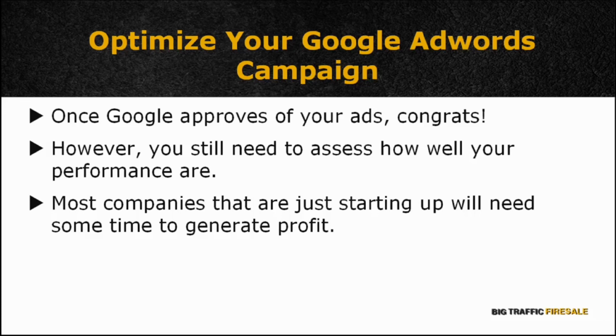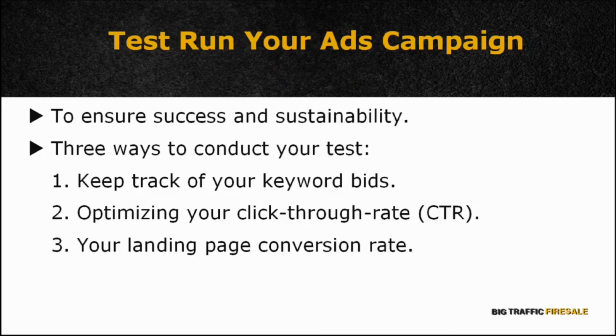Once Google approves your ads, congrats! You're now up and running. However, even if you are on the right track and doing everything right, it's still hard to assess how well you're performing in the scene. Bear in mind, most campaigns that are just starting up will also need some time to generate profit. Therefore, test running your AdWords campaign is key to ensuring its success and sustainability. There are 3 ways to conduct your tests. 1. Keep track of your keyword bids. 2. Optimizing your click-through rate, CTR. 3. Landing page conversion rate.